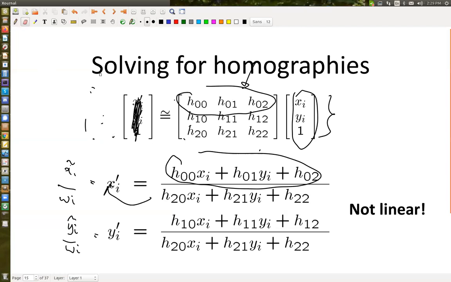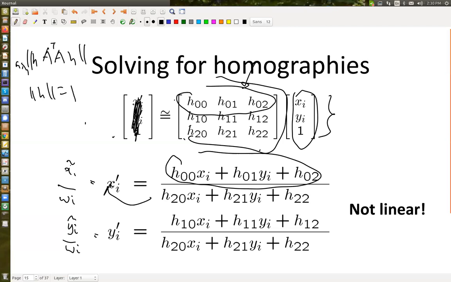So there are two ways to solve this. If I allow all the values to be arbitrary, then solving it eventually means minimizing the norm of A transpose A H, subject to the norm being equal to one, let's say. Another way is to force this to be one to start with.